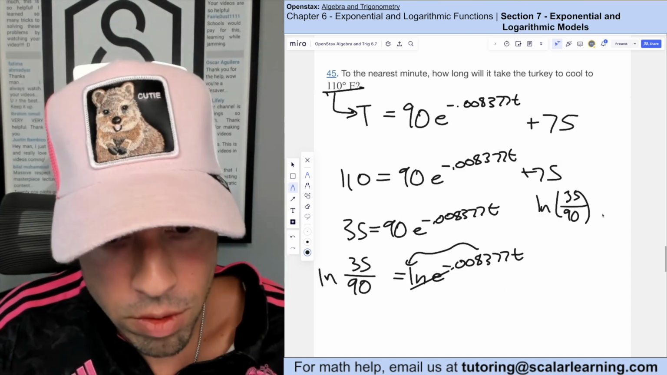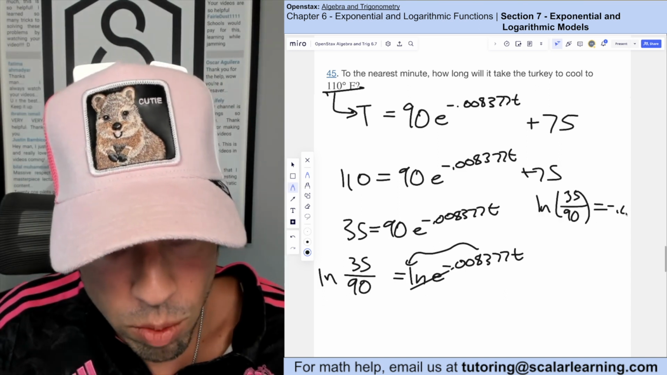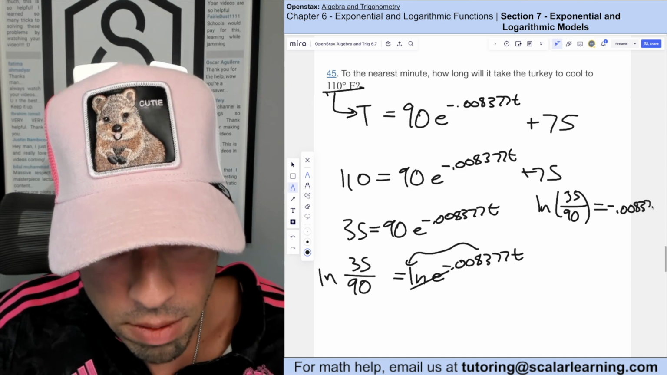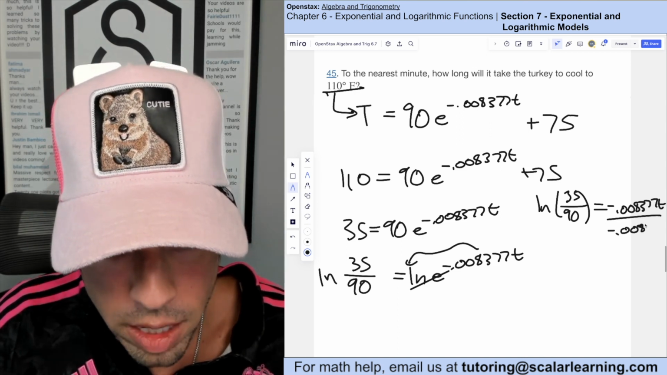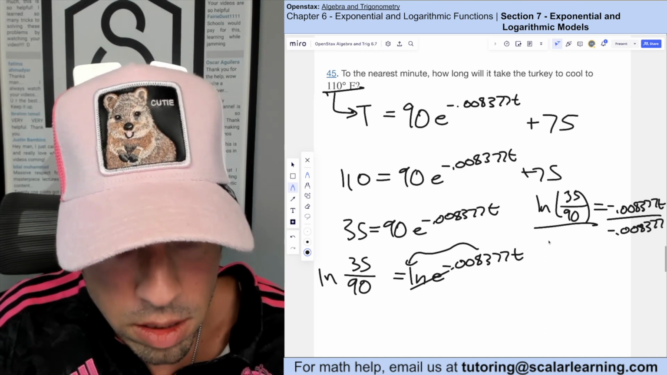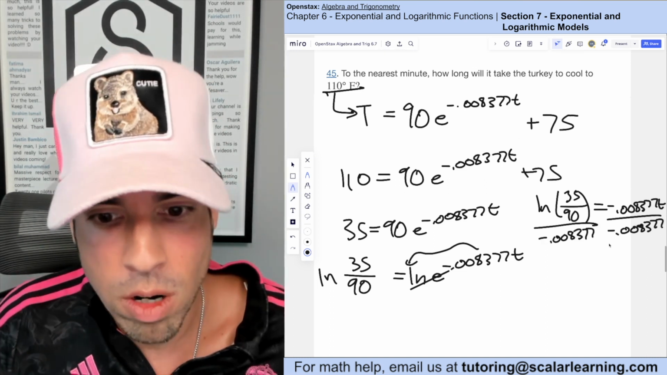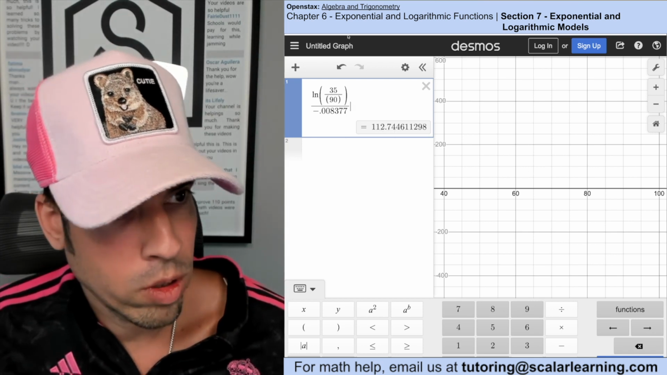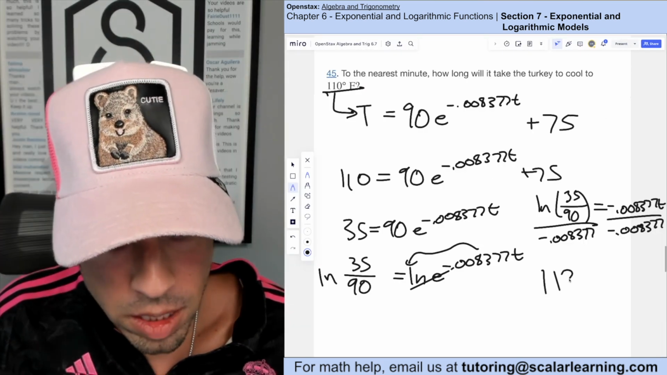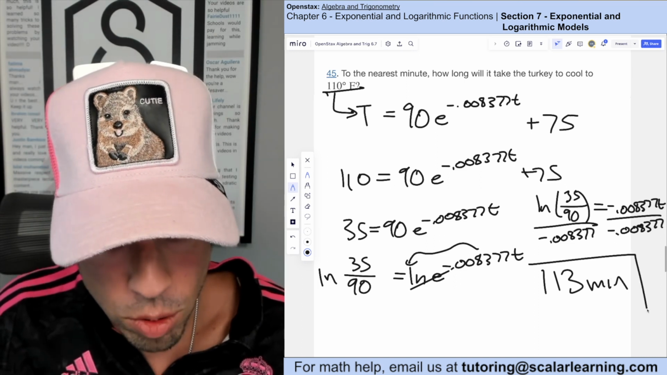Now I have ln of 35 over 90 equals negative 0.008377t. Last step, divide by negative 0.008377 on both sides. And now let's plug it into Desmos to get our approximation. So here we get 112.7, which will round up to 113. So it will take approximately 113 minutes. Boom, done.